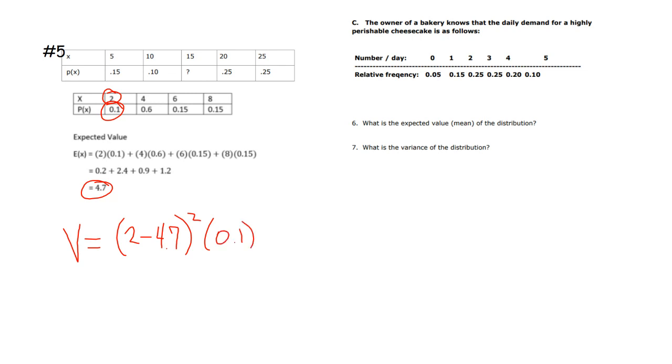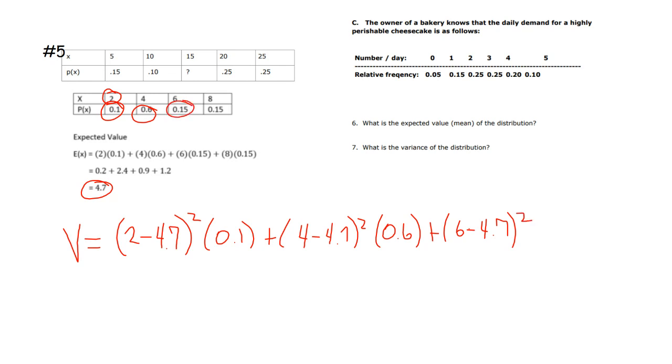And I'm going to do the same thing for the rest. So 4 minus 4.7, square that, times the proportion for that, which is 0.6. Plus 6 minus 4.7, square that and multiply that by the percentage. I'm going to squeeze this last one in. Plus 8 minus 4.7 squared times that percentage, 0.15.